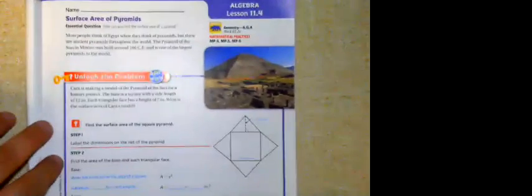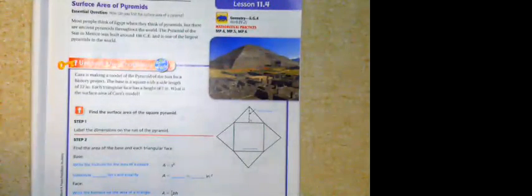Okay, so let's go ahead and look at the next lesson. Surface area of pyramids. So we use the same concept as before. You find your area of each shape, you add them up. Now with pyramids, you could have a rectangular pyramid because the base is a rectangle or a square. So this one is going to be a square pyramid.